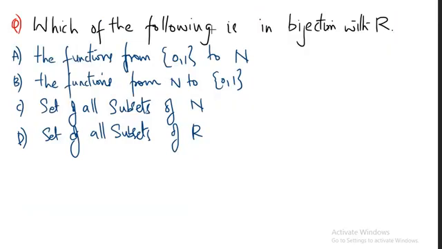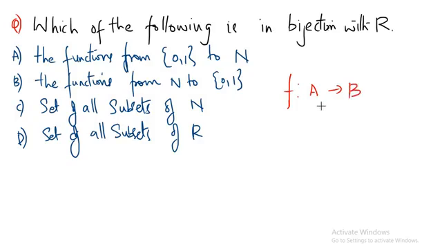Now we have an interesting question. We are asked which of the following is in bijection with R: the functions from the set {0,1} to N, the set of natural numbers, the functions from N to {0,1}, the set of all subsets of N, or the set of all subsets of R. I'm going to use the idea of cardinality to crack this problem. We know that the set of all functions from A to B has cardinality equal to the cardinality of B raised to the power of the cardinality of A. So that idea we can use here.